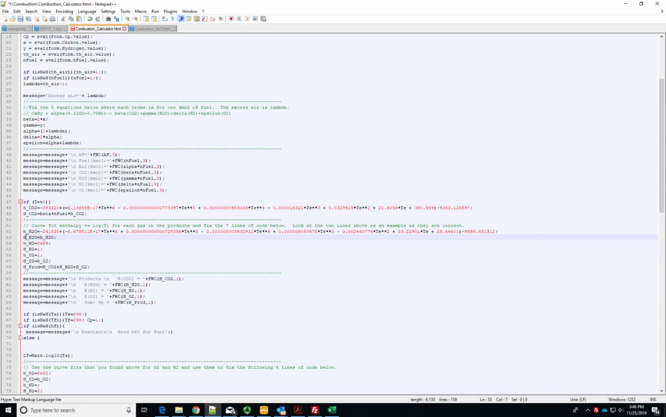Here I have the total moles, so I need to multiply by something, which for the H2O is the gamma, so the gamma times the moles of fuel, times the enthalpy per mole of fuel, and then times gamma. So this is the total moles of H2O times the enthalpy per mole of H2O. And then these equations are all incorrect, so you need to fix that.